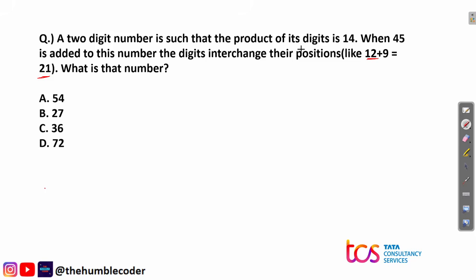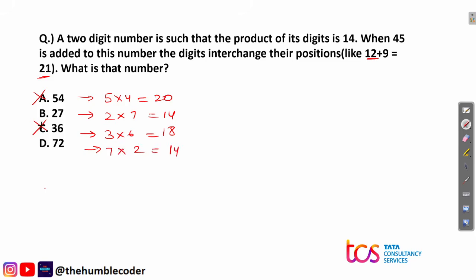A 2-digit number is such that the product of its digits is 14, right? So when we do 5 into 4, it is 20. So definitely A cannot be our answer, because it is said in the question that the product of the digits should be 14. Again, let's take the second option, that is 2 into 7. So yes, in this case the product is 14, so this can be an option. Again, option C, 3 into 6 is 18, so definitely this cannot be an answer. And again 7 into 2, which is 14. So yes, now our problem is reduced to half, that is, the answer can be either B or D.